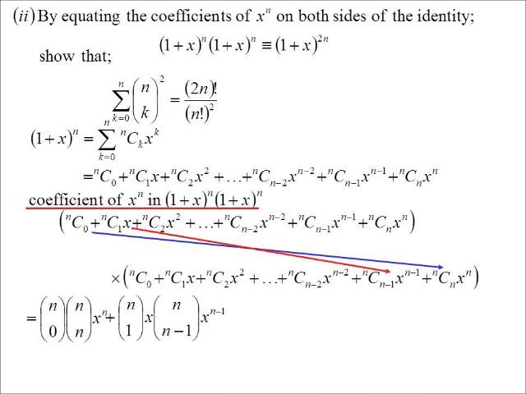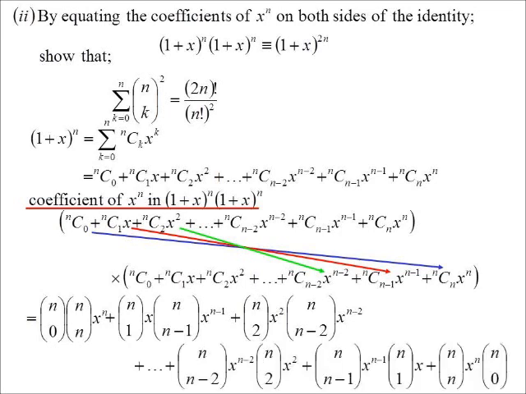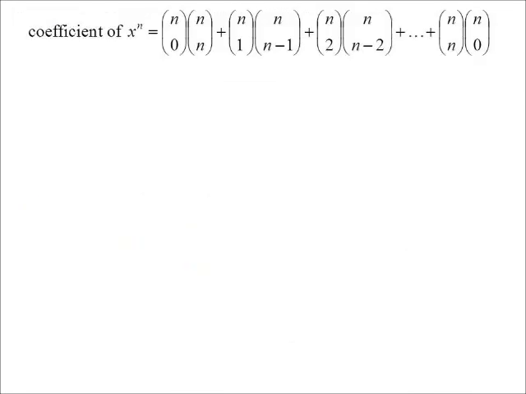Then the nC1 x would have to be multiplied by the nCn minus 1 x to the power of n minus 1. So we get nC1 x, nCn minus 1, x to the n minus 1. And we can keep matching up like that. And eventually we get the last term where the nCn x to the n would be multiplied by the nC0 in the first one. Now we're just interested in the coefficients, so I'll get rid of all the x to the n's there. We have nC0 times nCn, and so on and so on and so on.